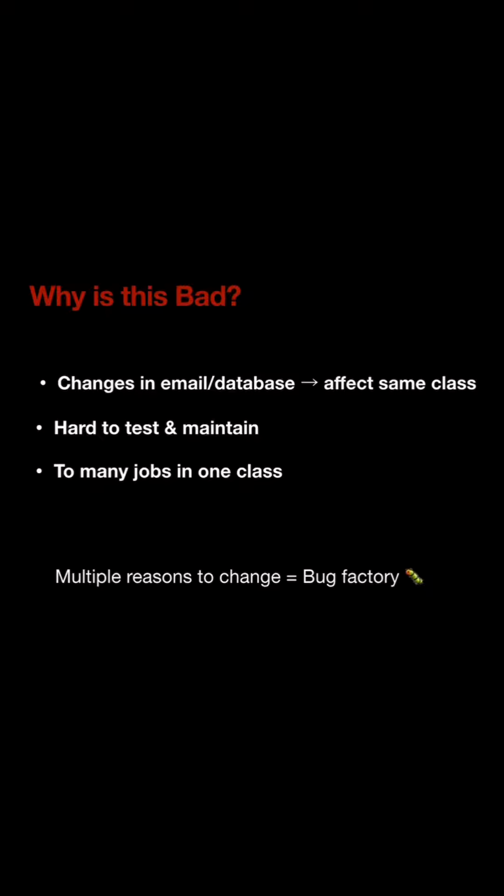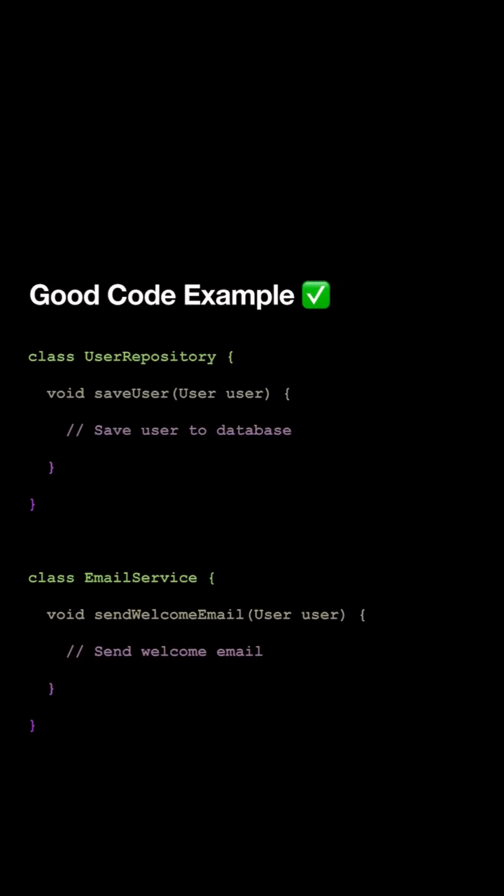So we will move ahead with a good example and see what it looks like. Here we will fix it with SRP. We split the responsibilities into two separate classes: UserRepository, which handles saving users to the database, and the other one is EmailService, which sends a welcome email. Each one is now focused, clean, and easier to test.